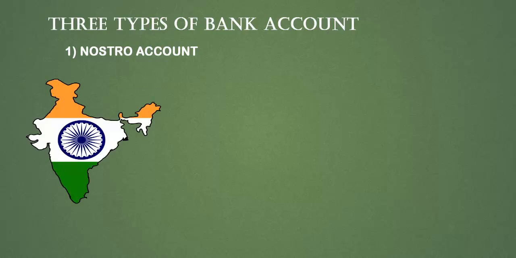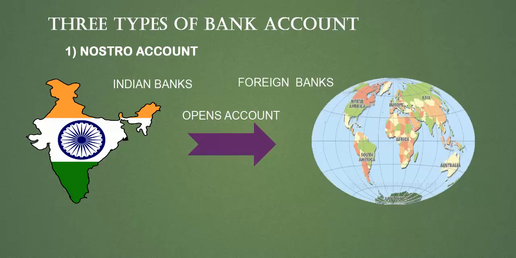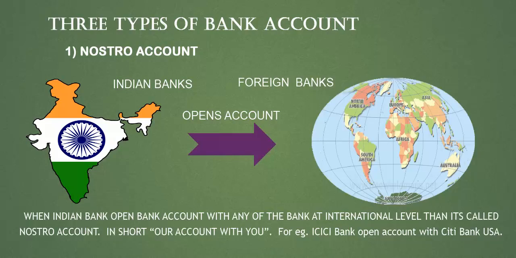For example, ICICI Bank opens an account with Citibank of USA in US dollars. Thus, a Nostro account is a bank account held in a foreign country by a domestic bank, denominated in the currency of that country. Nostro accounts are used to facilitate settlement of foreign exchange and trade transactions. The term is derived from the Latin word for ours.